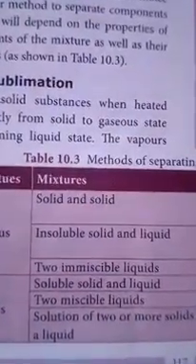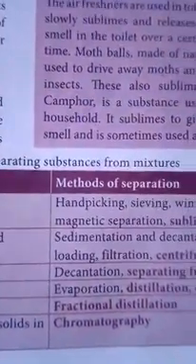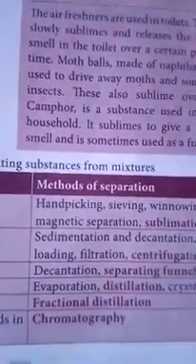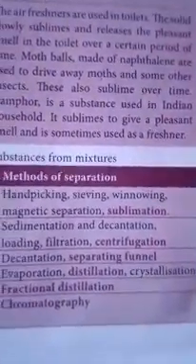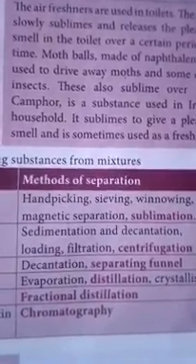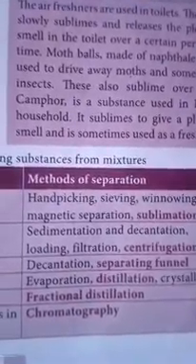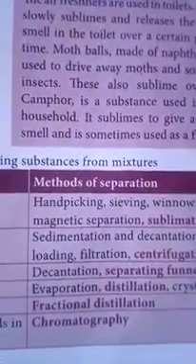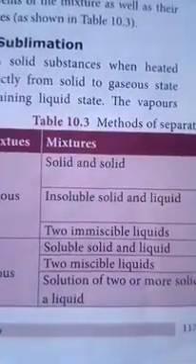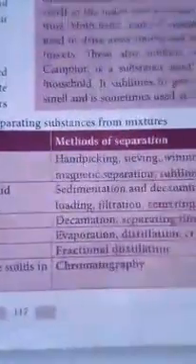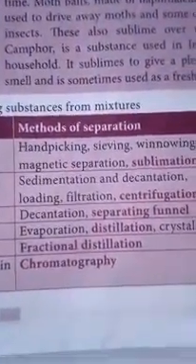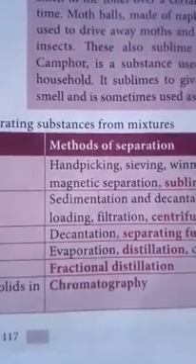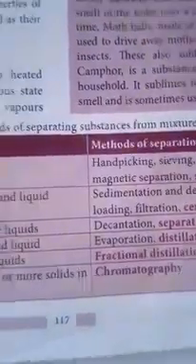Next one, homogeneous. Soluble solid and liquid. The separating methods are evaporation, distillation, crystallization. Evaporation means when heated, the substance is evaporated according to the boiling point variation. Miscible liquids are separated by fractional distillation, because they are separated by their boiling point differences.